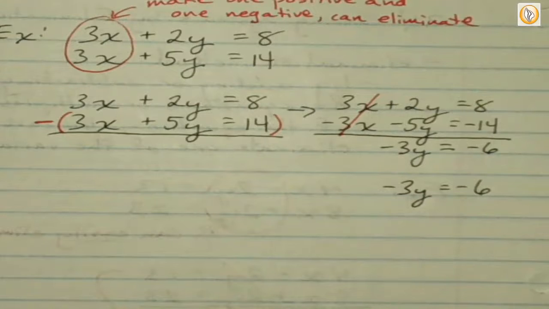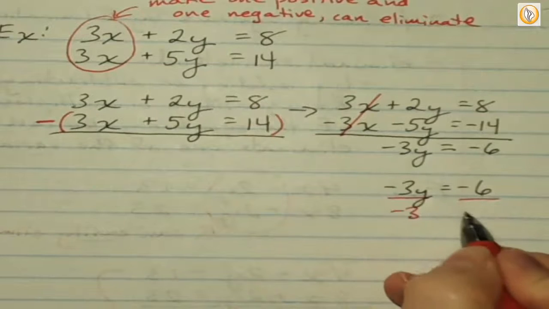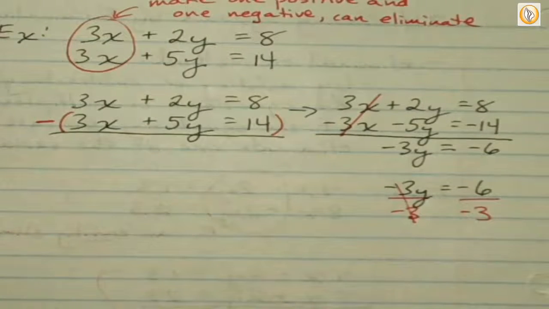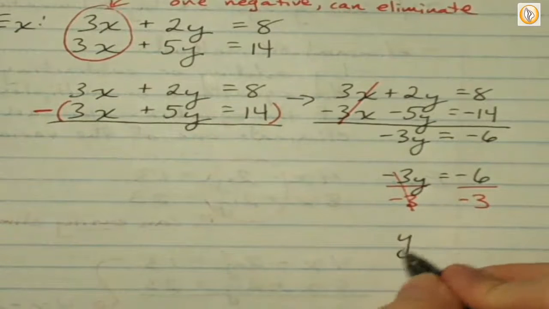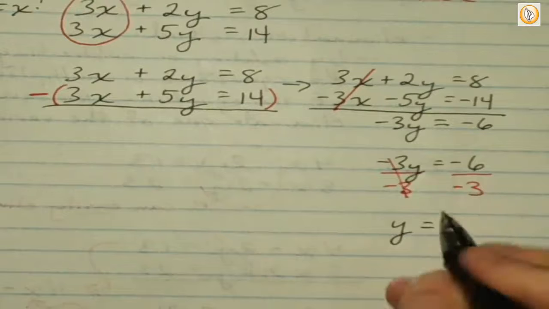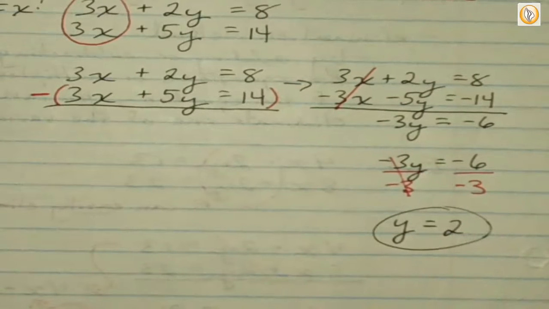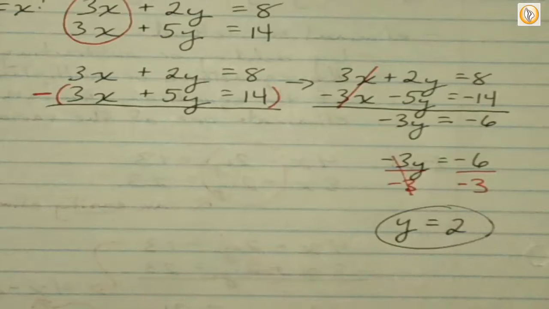Okay, so now, Michaela, what do I do? How do I solve for y? Divide by negative 3. Divide both sides by negative 3. Gabby, what do I get? Positive 2. Because a negative divided by negative is positive. Okay, so I have my y. Y is 2.